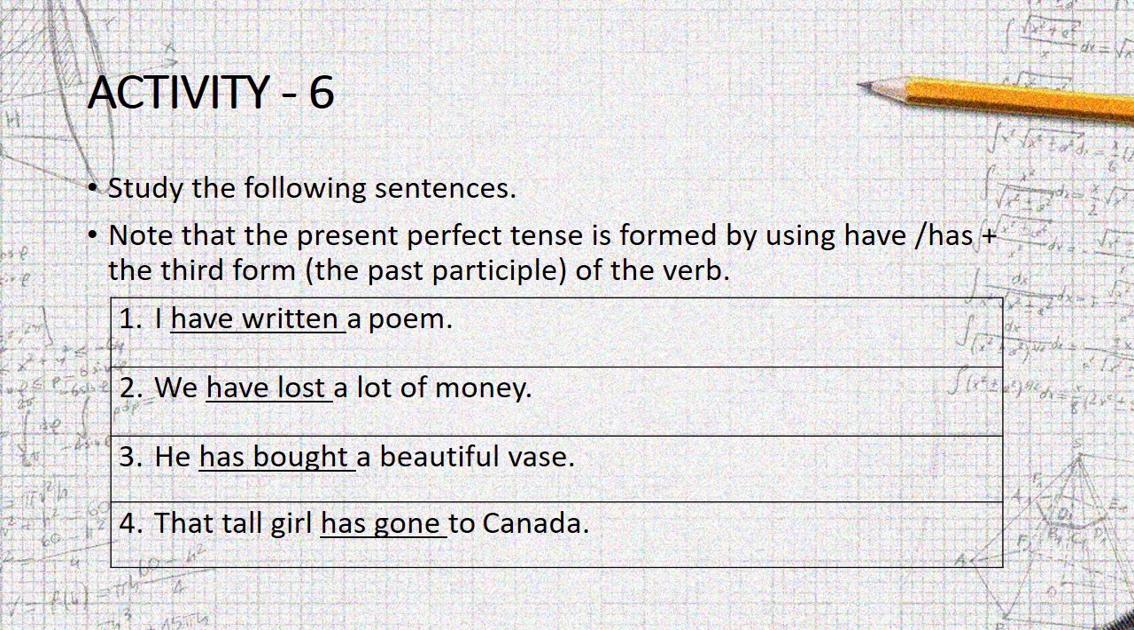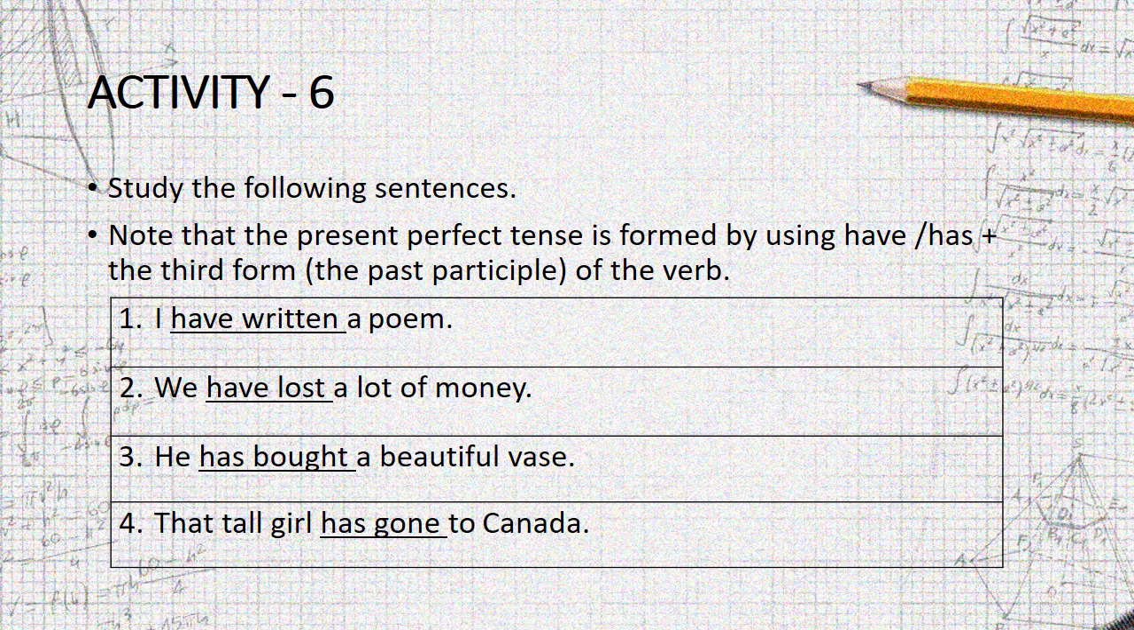The present perfect tense. You must be aware about the tenses. Past tense, present tense and future tense. And even in past tense, we have past perfect and past continuous, and in present tense, present perfect tense, and present continuous. So here we are talking about present perfect tense. It is formed by using have or has plus the past participle of the verb. When do we use have and when do we use has? We will study that, but still let's read the sentences first.